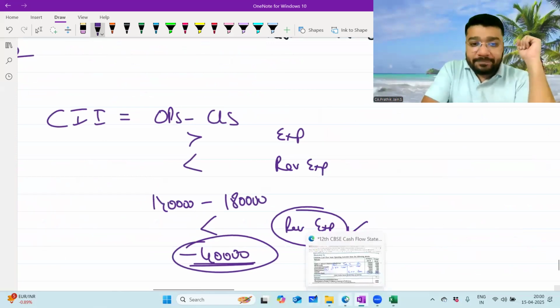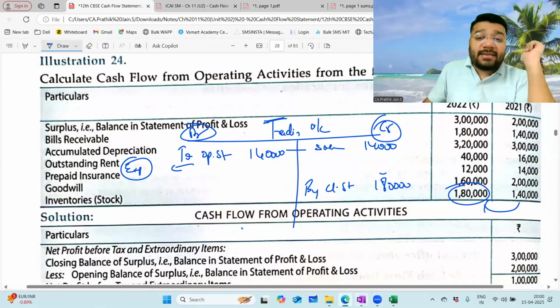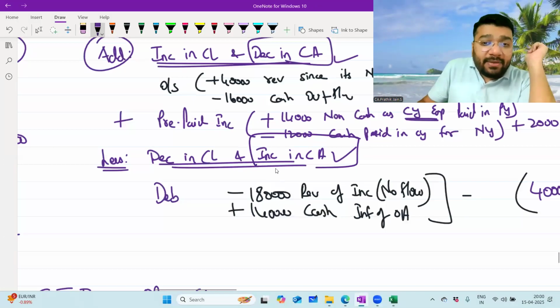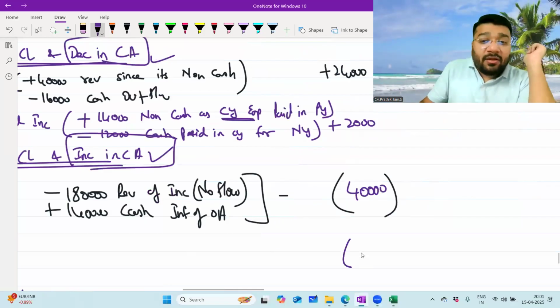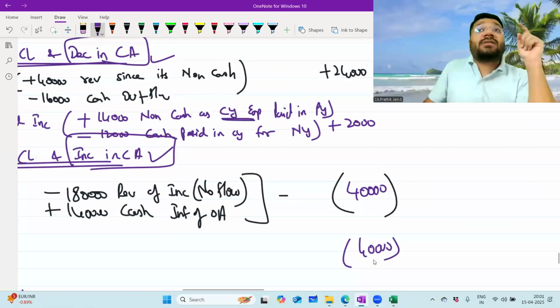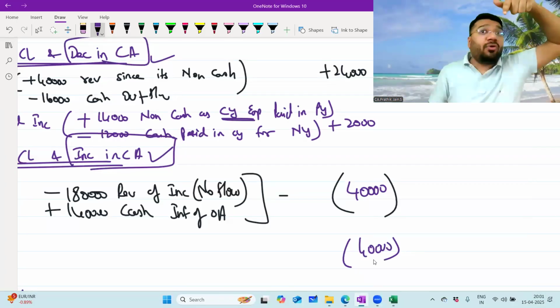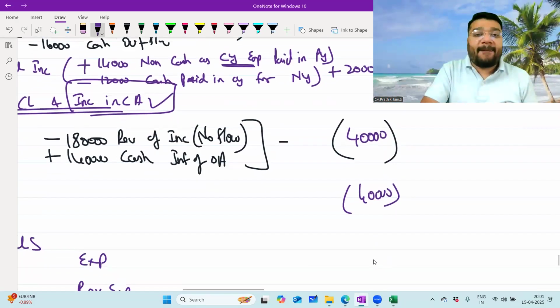Now listen to me very carefully. From 140, it became 180. Increase in current asset. Increase in current asset means less. So inventory 40,000 less. Why 40,000 less? Because this is included in your profit, and for that there's no cash inflow. When there's no inflow, why should I include it? Remove it, minus.